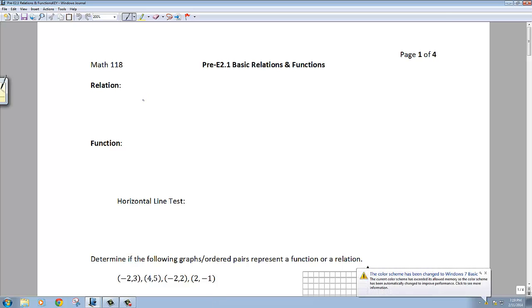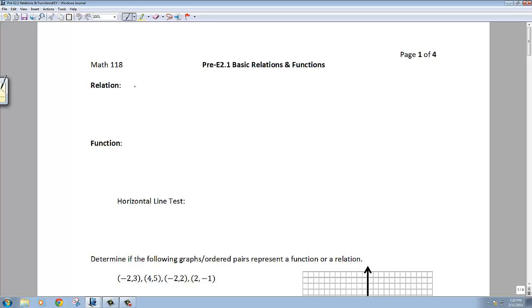All right, so this is our Pre-E2.1, which is basic relations and functions. We're going to figure out how to determine if something is a function or relation based on how it looks. So, first thing we need to know is what is a relation, what is a function.